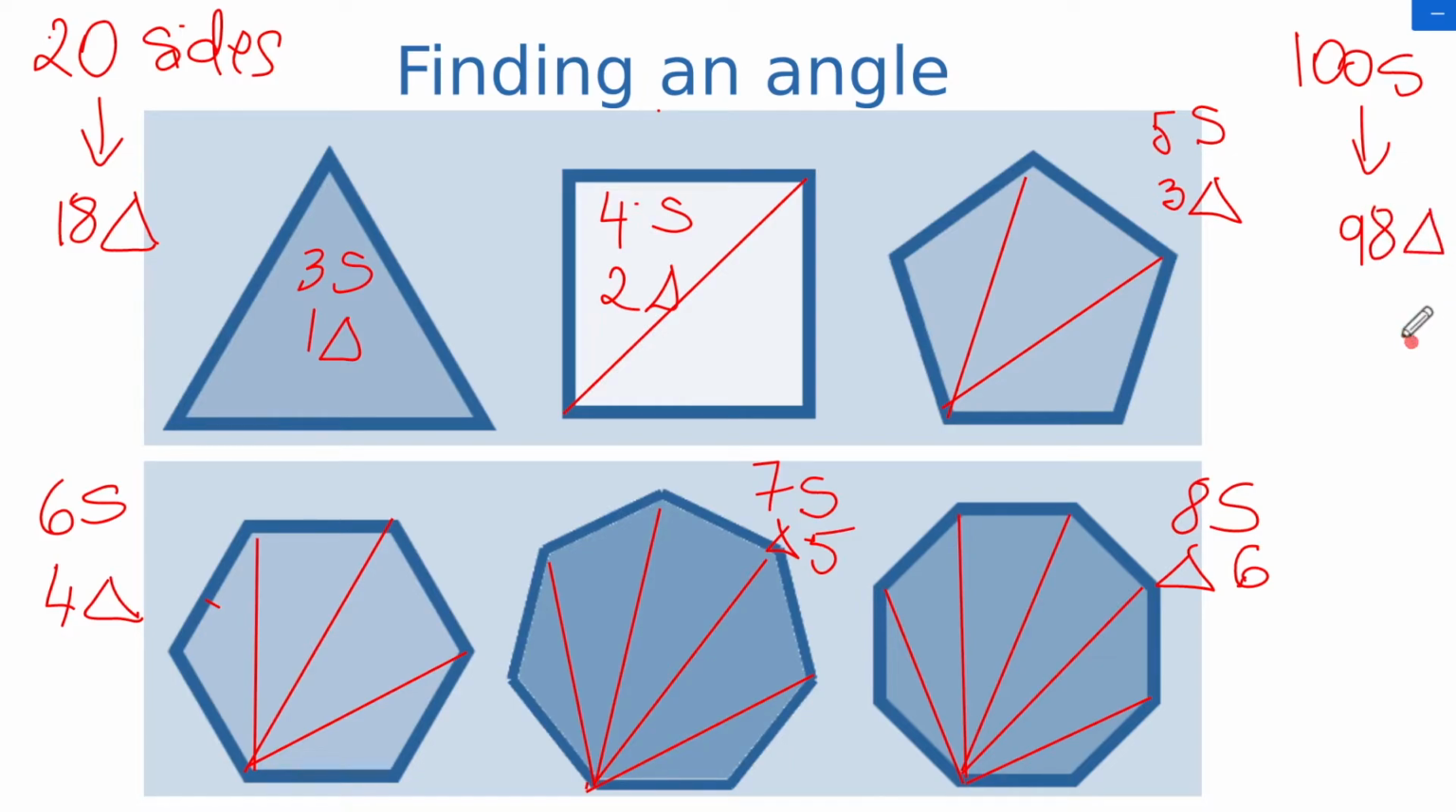And then if you know there's 98 triangles, it means you have to take your 98 triangles and multiply by 180 degrees to find out how many degrees are inside this shape that has 100 sides. And this one as well. You need to take your 18 triangles and multiply them by 180 degrees to find out how many degrees are inside a shape that has 20 sides.